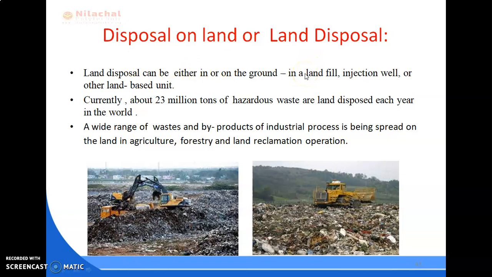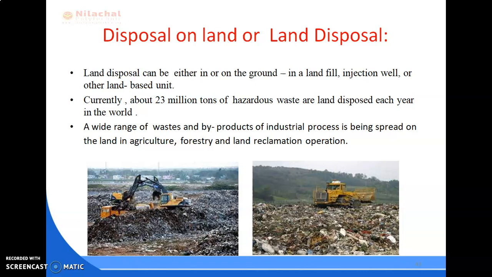So, land disposal can be either in or on the ground. So, in a landfill, injection well or other land-based unit. So, if we want to dispose the sewage in the land, it may be in the ground or on the ground. Currently, about 23 million tons of hazardous waste are land disposed each year in the world.